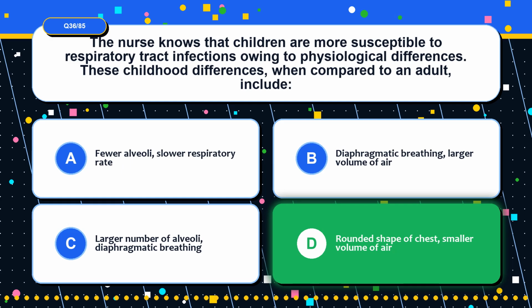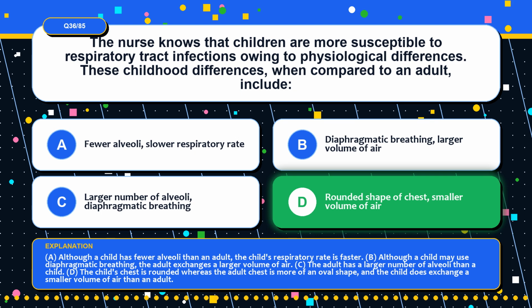The correct answer is option D. Rounded shape of chest, smaller volume of air. Although a child has fewer alveoli than an adult, the child's respiratory rate is faster. B. Although a child may use diaphragmatic breathing, the adult exchanges a larger volume of air. C. The adult has a larger number of alveoli than a child. D. The child's chest is rounded whereas the adult chest is more of an oval shape, and the child does exchange a smaller volume of air than an adult.